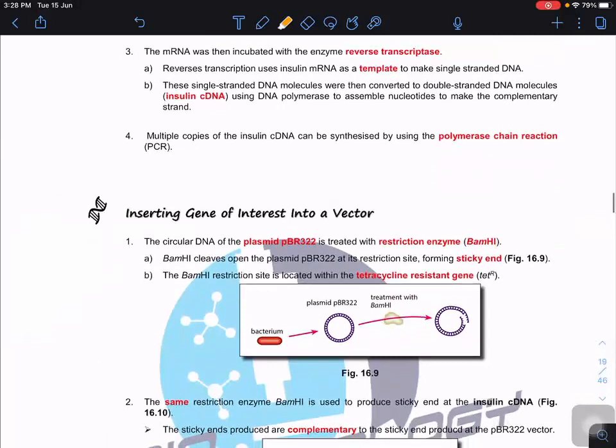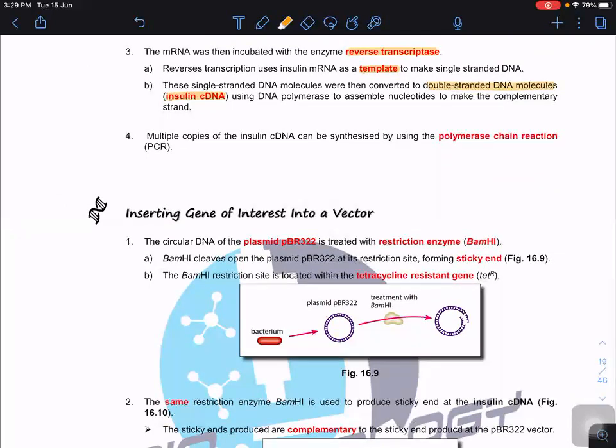So look at this. How are we going to do this? We have to use reverse transcriptase. Use the mRNA as a template so that the molecule can be converted to a double-stranded DNA molecule. We call it insulin cDNA.